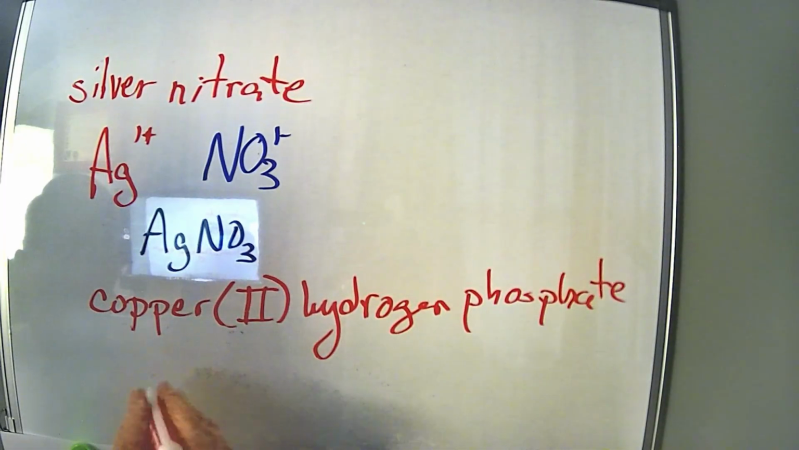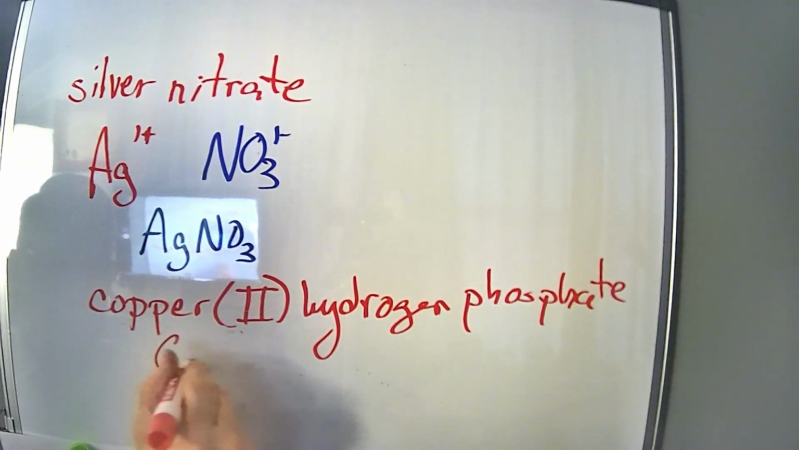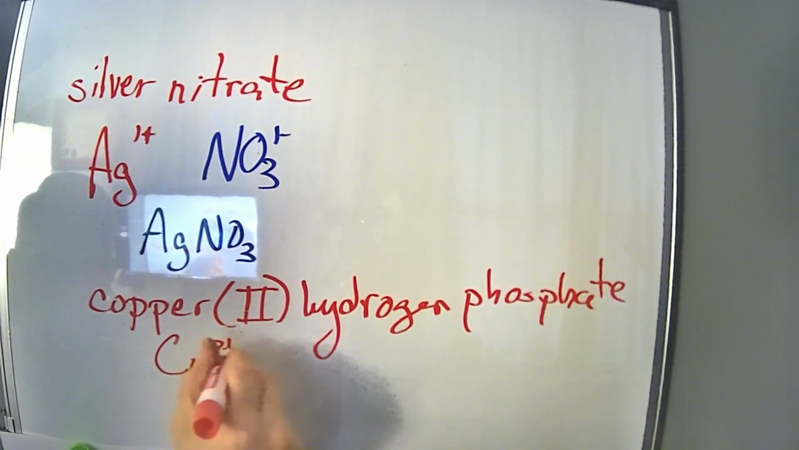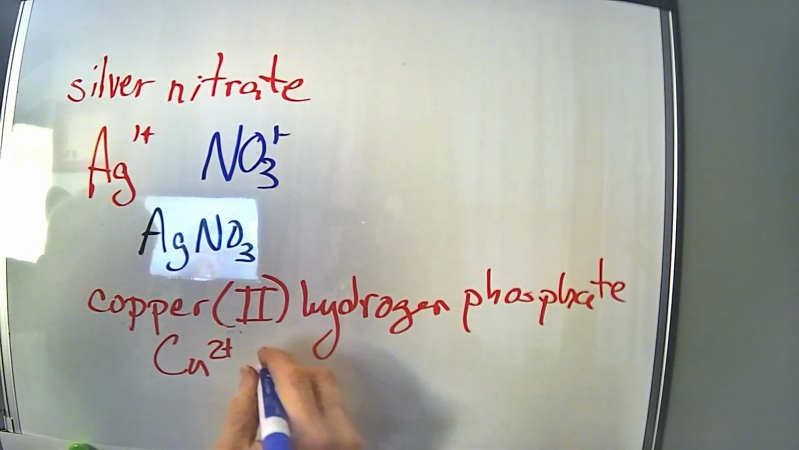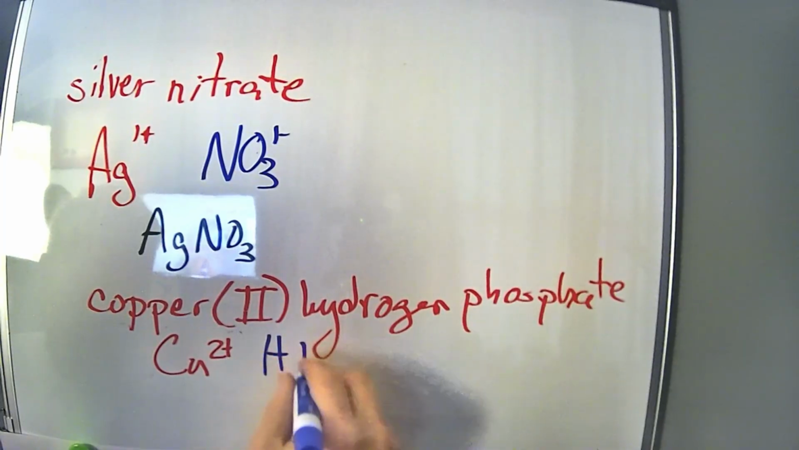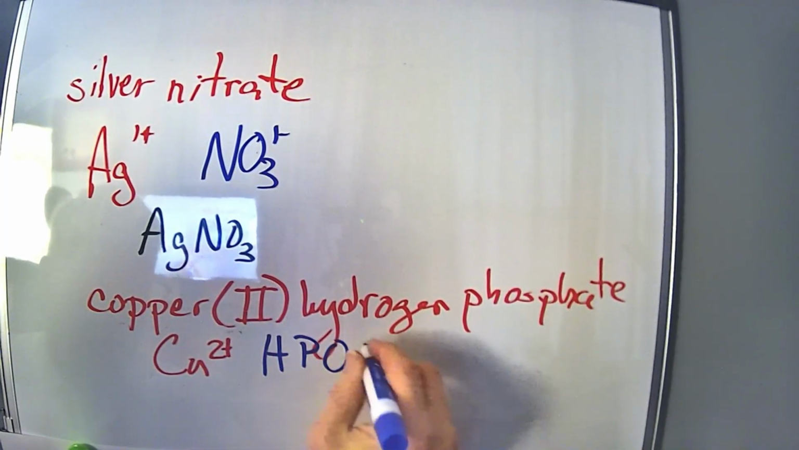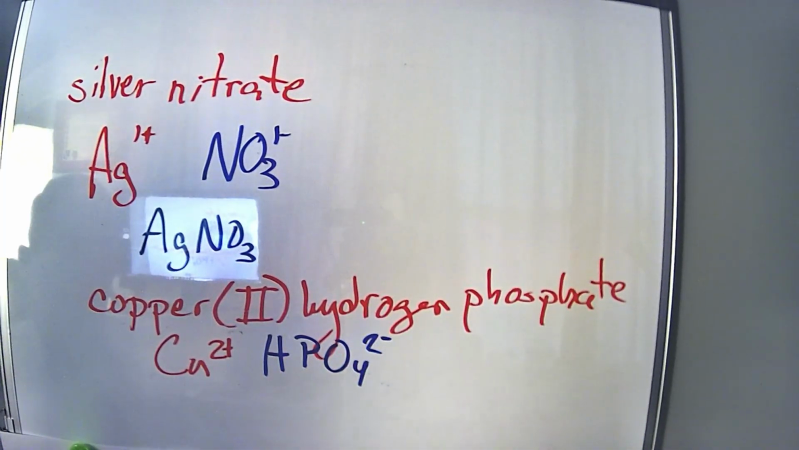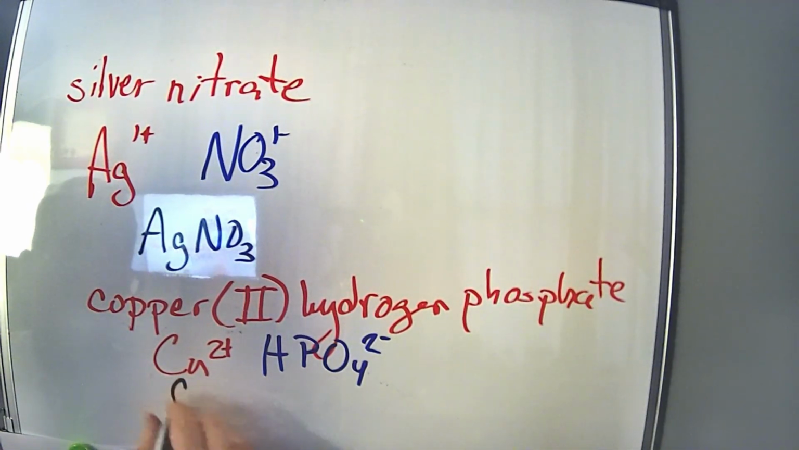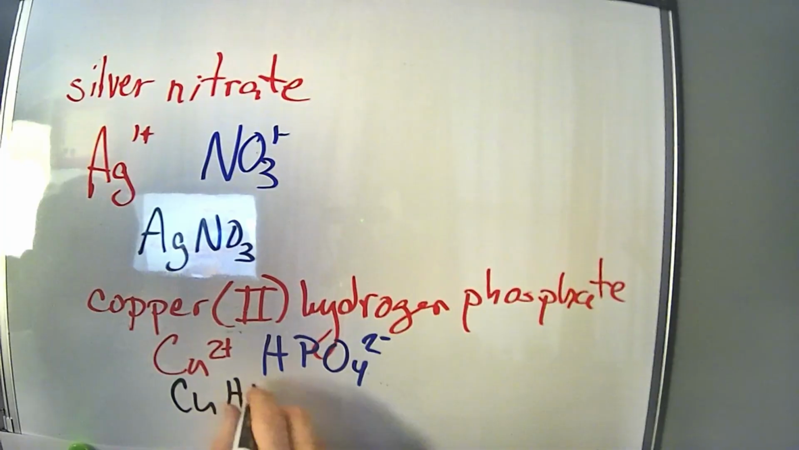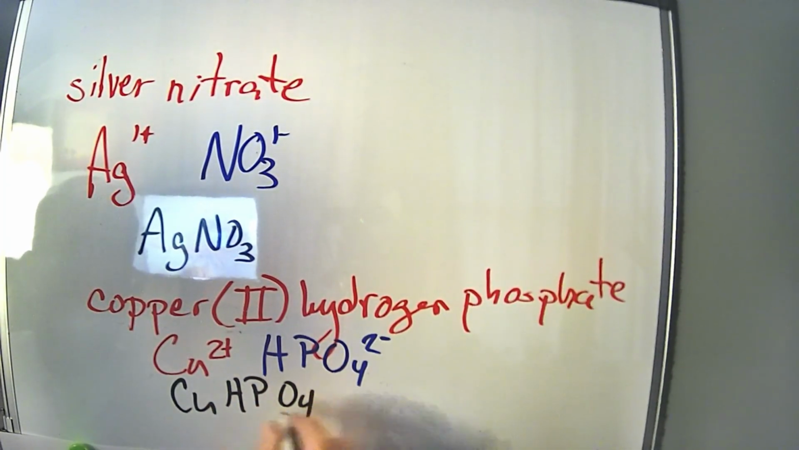So copper 2, Cu 2 plus. Remember the Roman numeral tells you what the charge is. Hydrogen phosphate is HPO4 2 minus. Again, our charges are 0. Our total charge is 0. So CuHPO4.